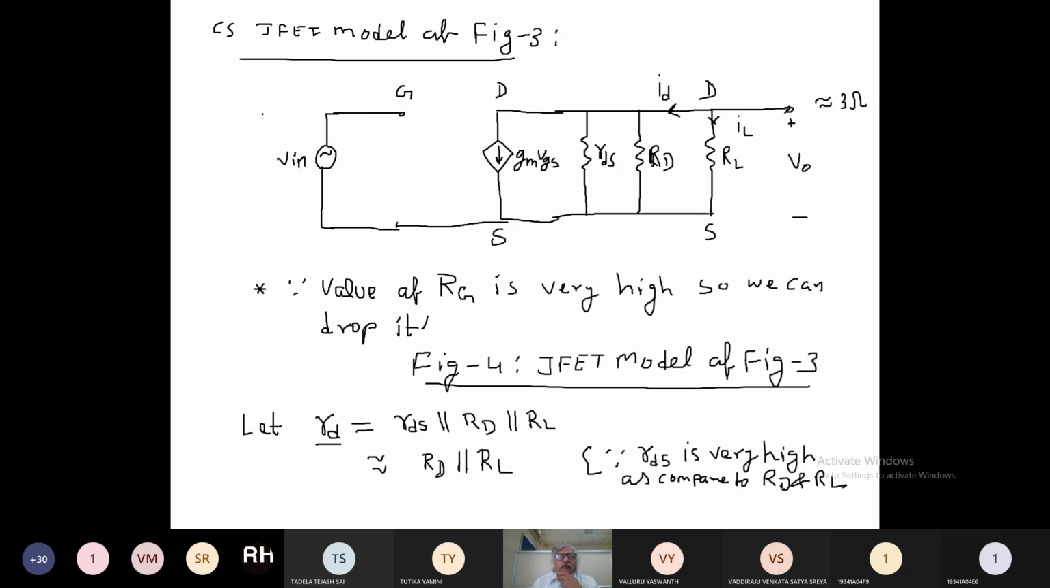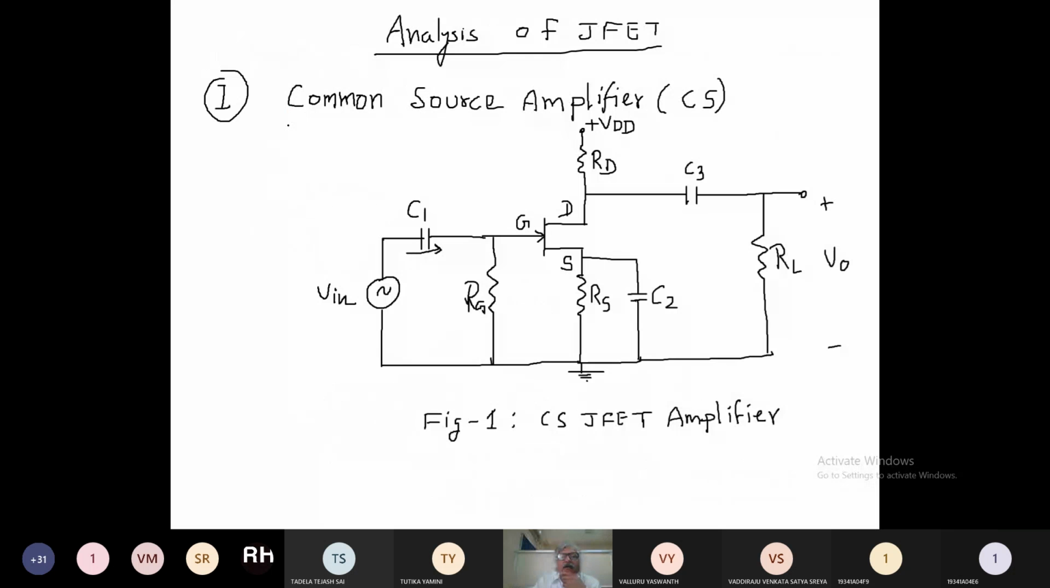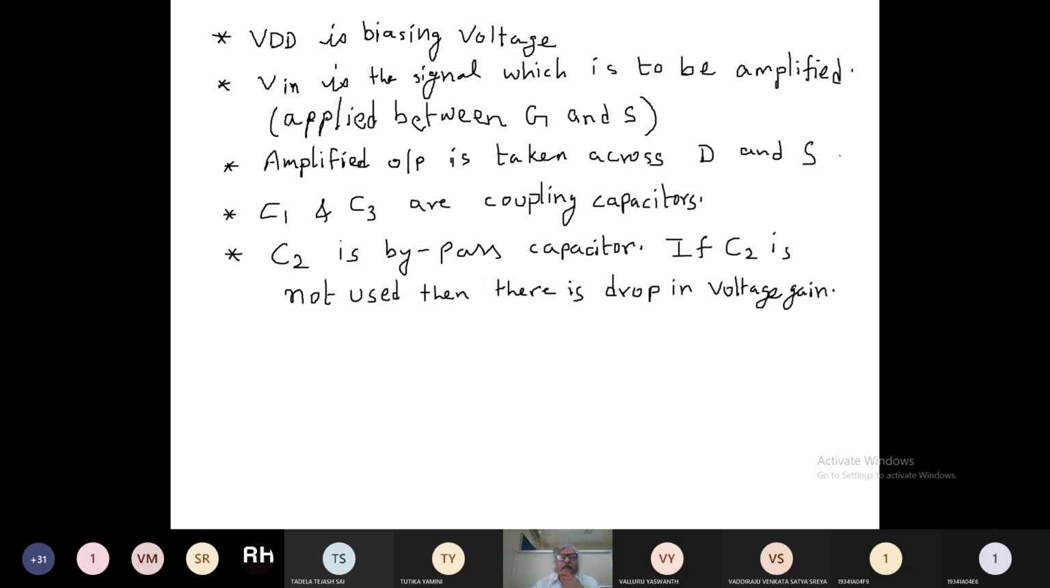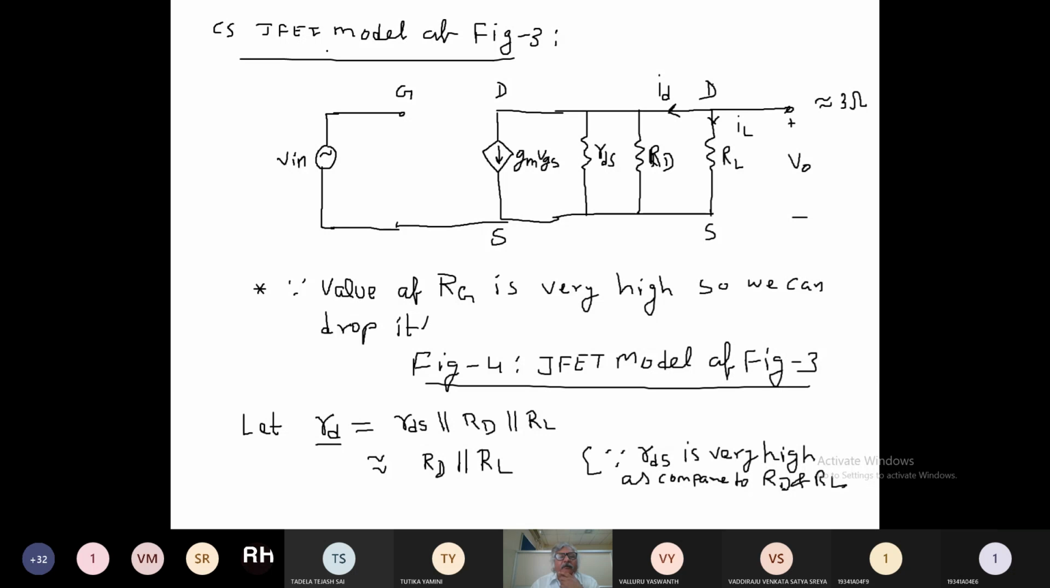Okay, so yesterday we were discussing the common source JFET model, right? We started with this circuit. With this circuit, we then came to the AC equivalent circuit, which is shown in figure number 3. Then this is the JFET model.